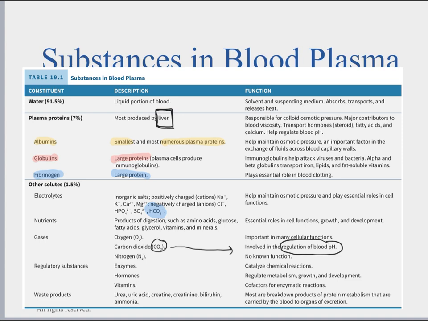And then lastly, we have our waste products: urea, uric acid, creatine, creatinine, bilirubin, and ammonia. Now, most of these, urea and uric acid, are byproducts of protein metabolism that's moved through the blood and will eventually work its way to either the feces or through the urinary system for excretion.